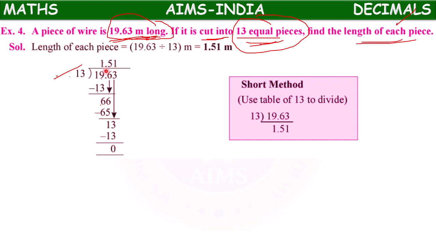So 1.51 is the quotient. Means the length of each piece is equal to 1.51 meter, because it is in meter. Okay.